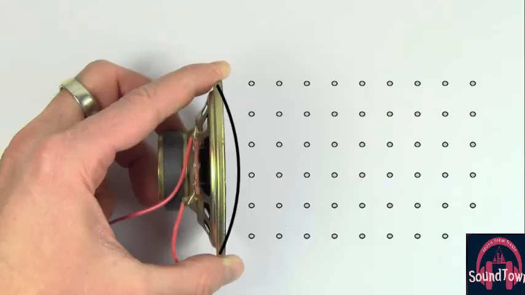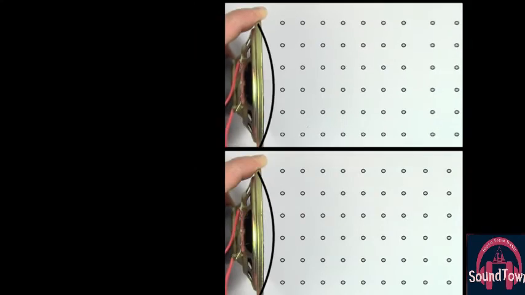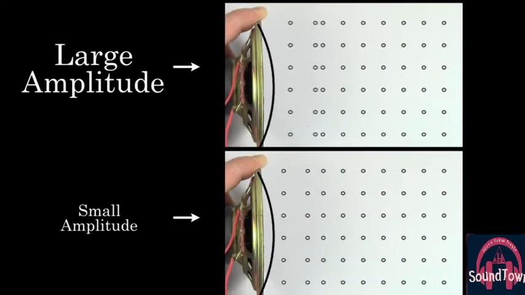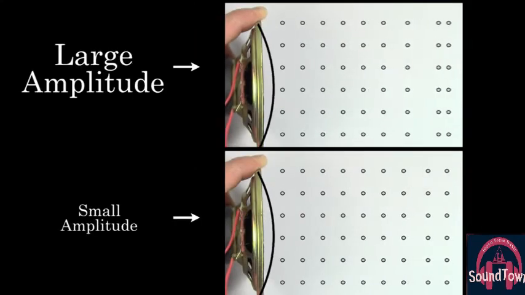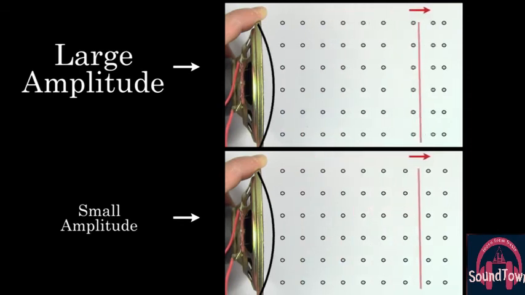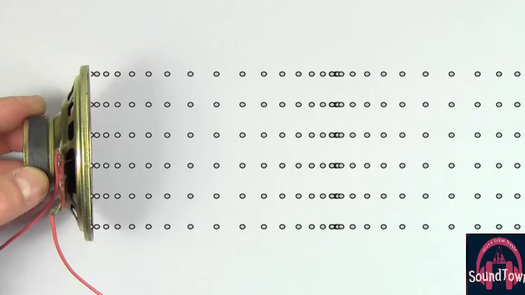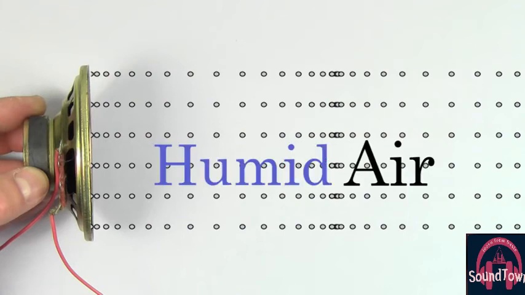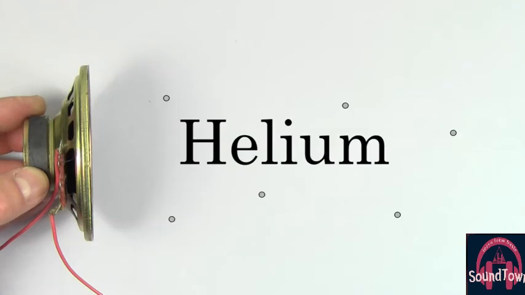People often think that changing the amplitude will change the speed of a sound wave, but it won't. If we create a sound pulse with a large amplitude, it won't travel any faster than a sound pulse with a small amplitude in the same medium. It will just be louder. The speed of a sound wave is determined entirely by the properties of the medium through which it's traveling.